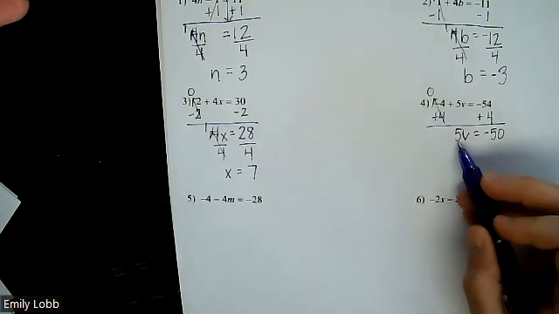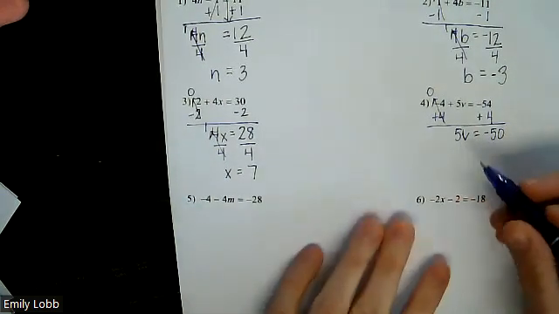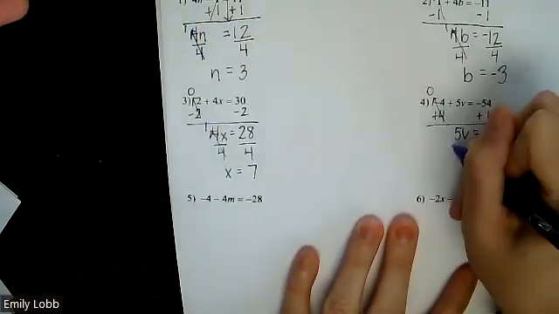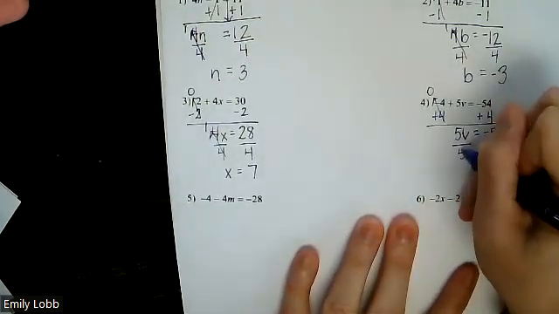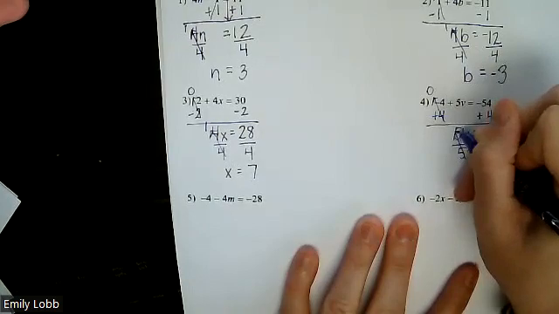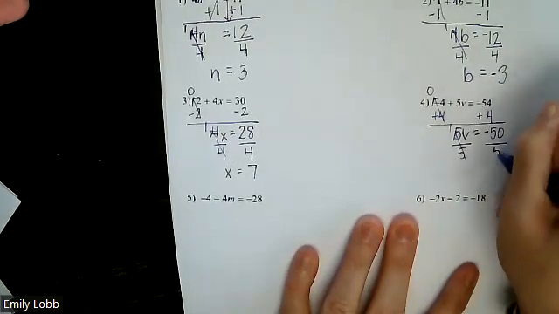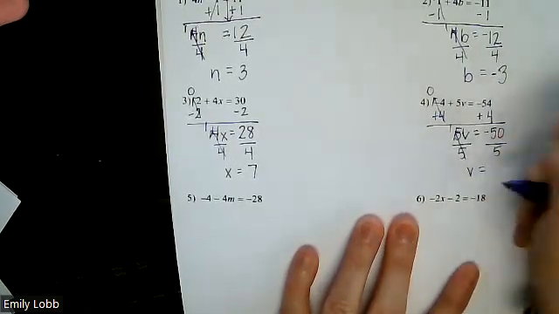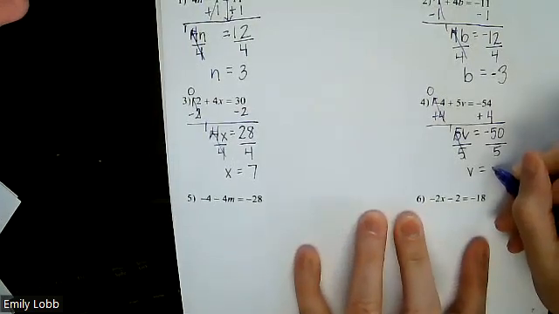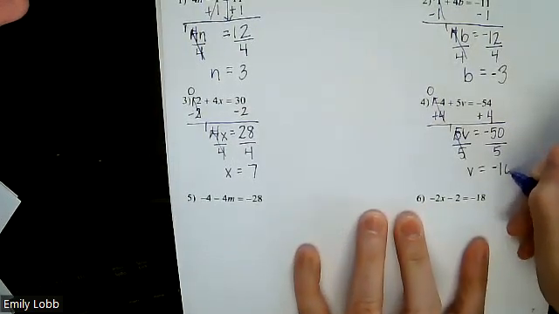So now, how do I get rid of my coefficient? I want it to be 1, right? So I'm going to divide it by itself. 5 divided by 5 is 1. Negative 50 divided by 5 is negative 10.